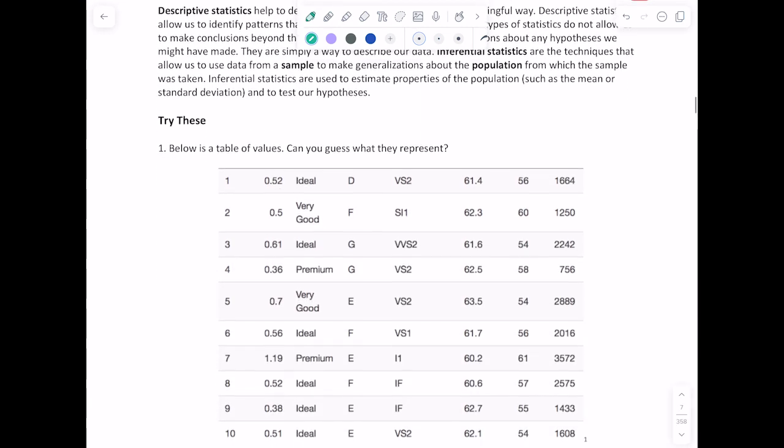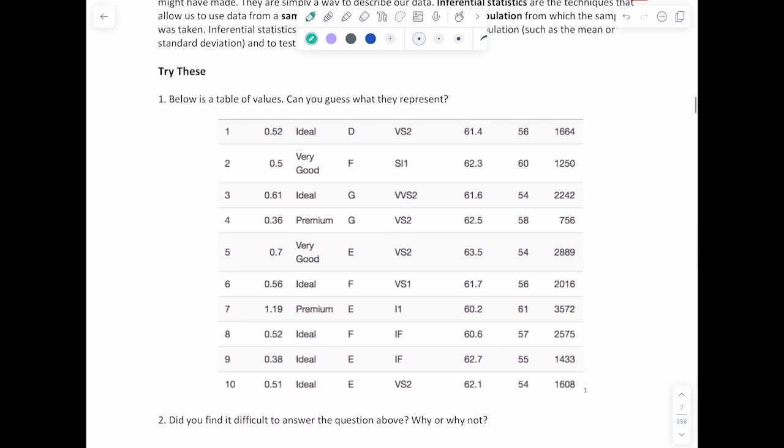Okay, let's look at some data. So here's a table of values. Can you guess what they represent? Pause the video and try to figure out what you think it is. If you're having a difficult time figuring out what it is, that's because it's missing some information. We don't have any context here. So we don't know what these letters and numbers and words represent. And it actually represents diamonds.